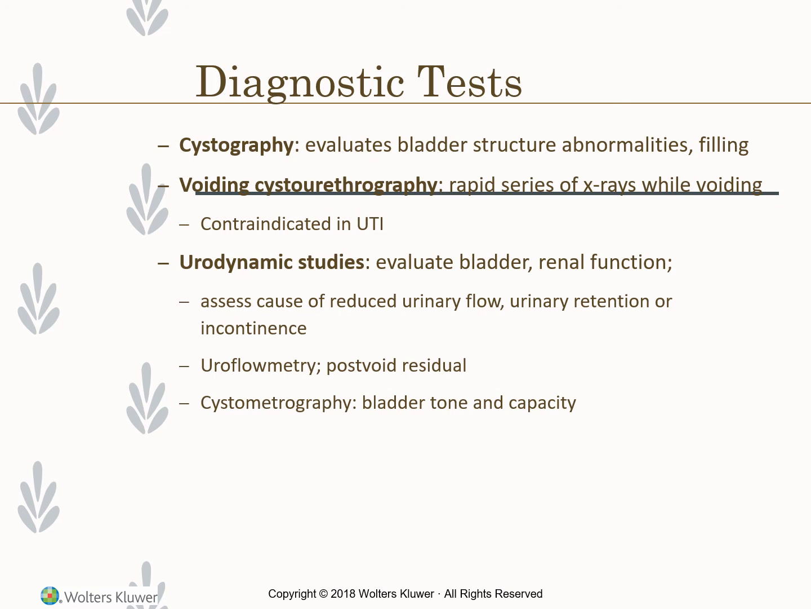Urodynamic studies evaluate the bladder and the renal function. They assess the cause of reduced urinary flow, so they're looking for blockage, urinary retention, or incontinence. Uroflowmetry is also a test to measure post-void residual, and cystometrography, which is measuring bladder tone and capacity.